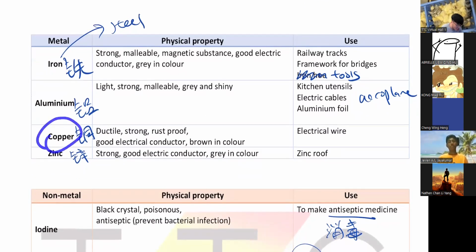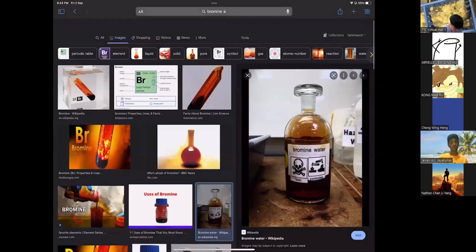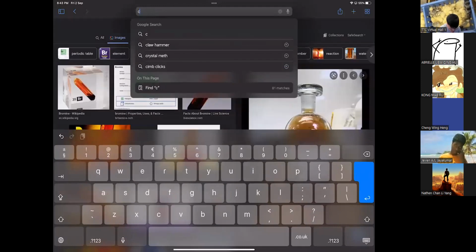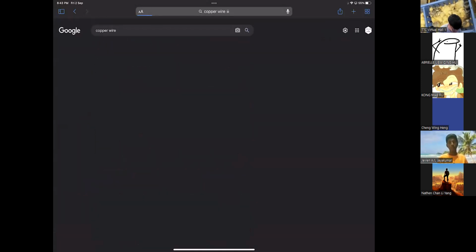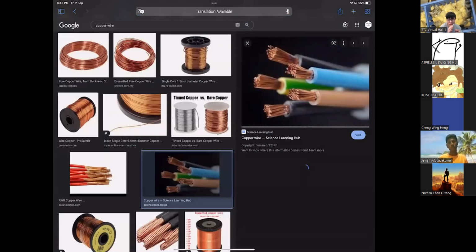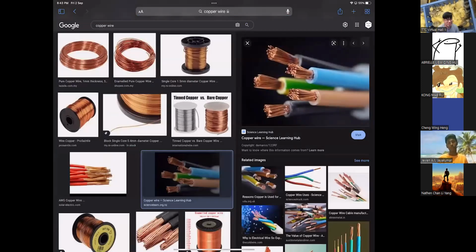So copper is tong. You know copper is used in your wire, right? You cut your wire, take away the insulation, you see the copper wire. That's the copper. Why copper? Because copper is the best electric conductor. This is why we use copper. Most of our wire we use copper.